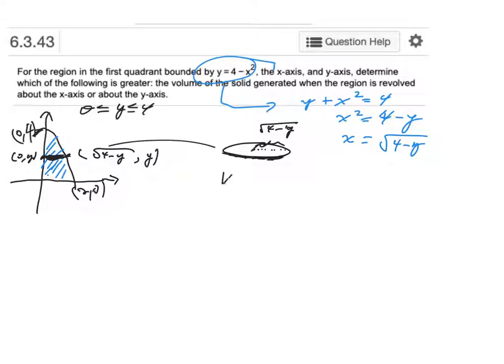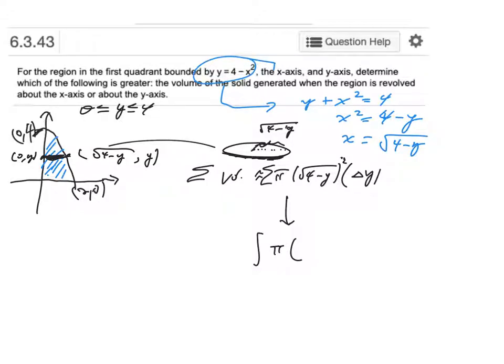So therefore, the volume of this disk is approximately pi times the radius squared times the thickness. When I sum up all those volumes, that'll be my estimate for the total volume of the solid. And then in the limit, the sigma becomes a big S. The pi is just pi. The square root of 4 minus y squared, well, that's just 4 minus y. If you take the square root of something and then square it, you're back where you started, and the delta y becomes dy.